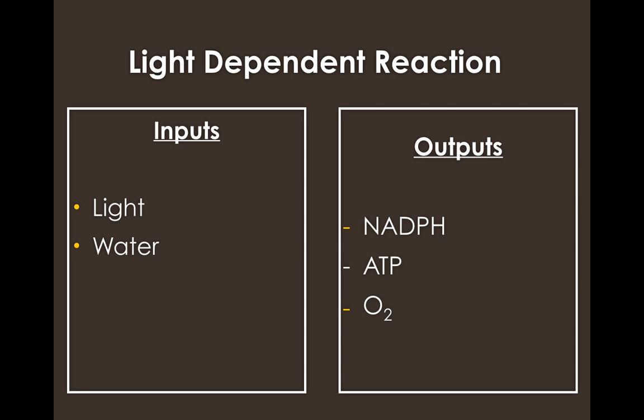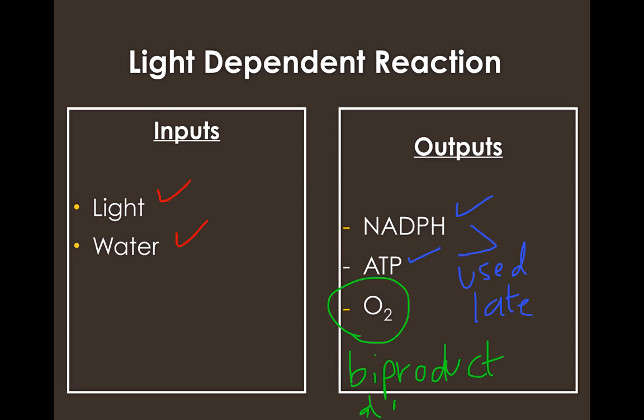So the inputs of the light-dependent reaction are light and water, and the outputs are NADPH and ATP. These two will be used later. And then we also have this O2, which is a byproduct and released out.